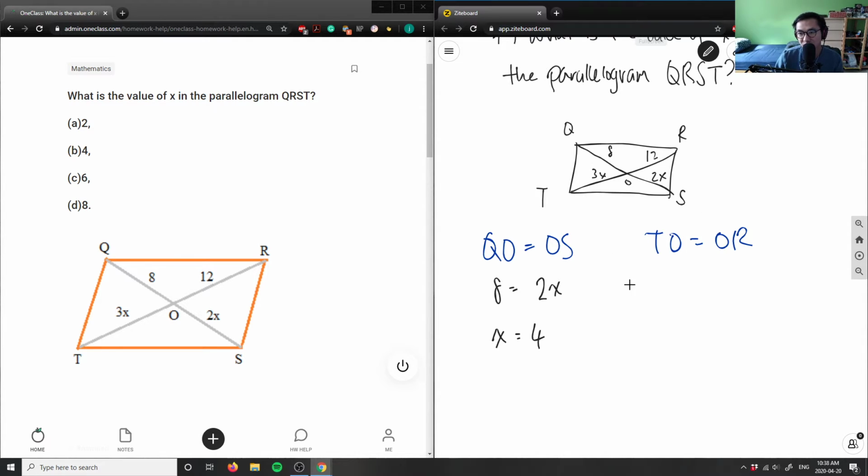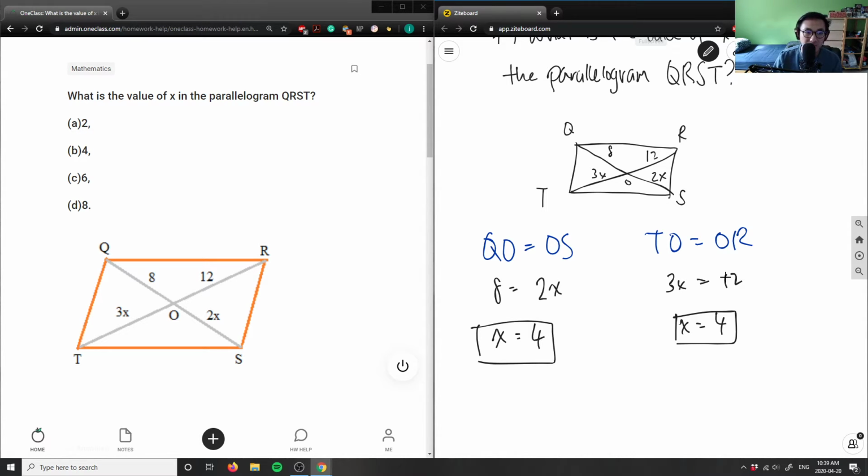But what we can do is verify that TO equals OR, right? So TO here is 3x. OR here is 12, right? And again, I can divide both sides by 3 to get rid of the 3 on the left side. So dividing that 12 by 3 gives us 4 as well. So x equals 4, x equals 4.